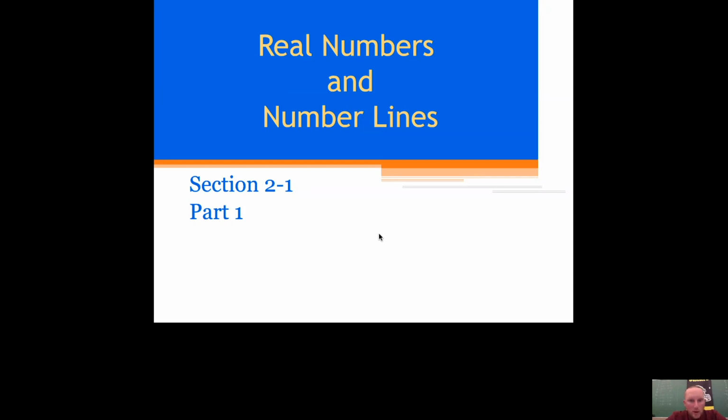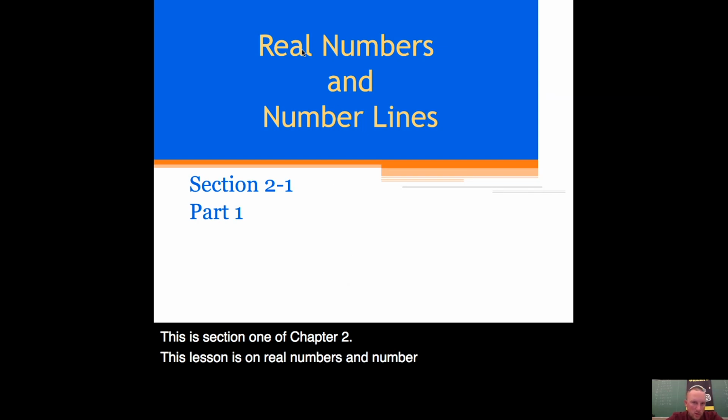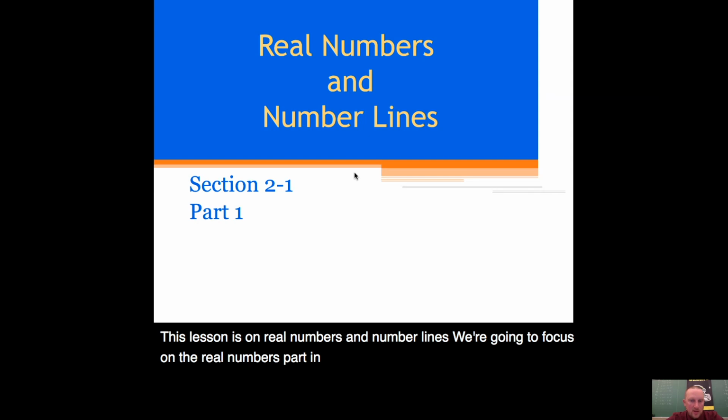This is section 1 of chapter 2. This lesson is on real numbers and number lines. We're going to focus on the real numbers part in this video. We'll get to the number lines in a different video.